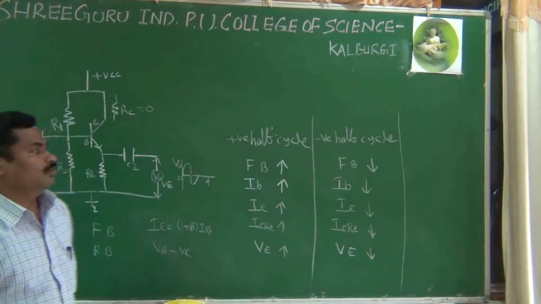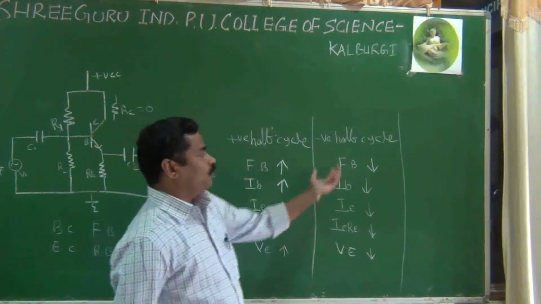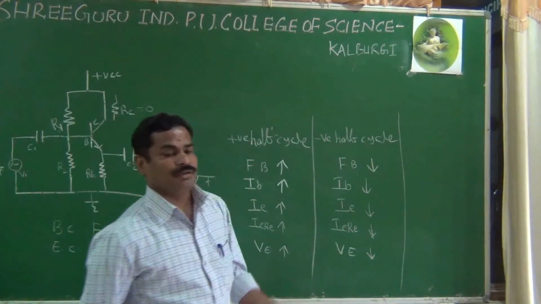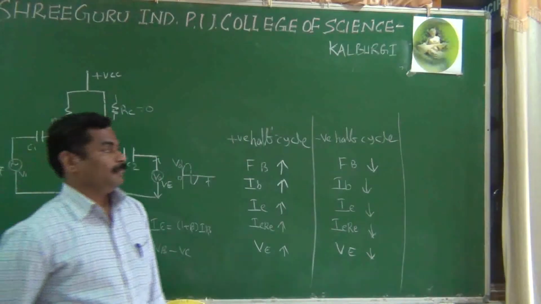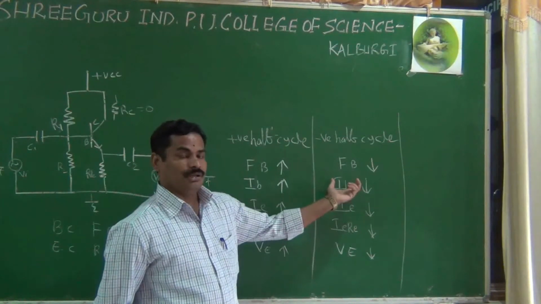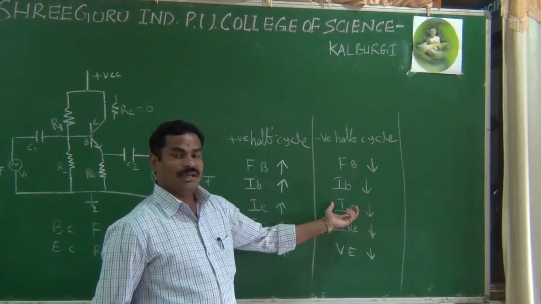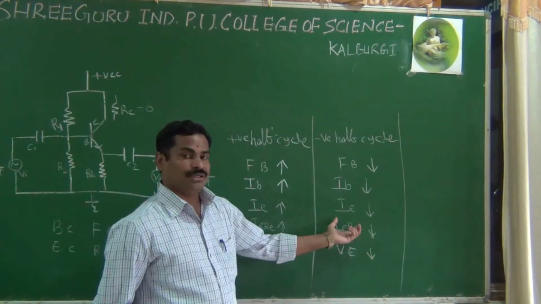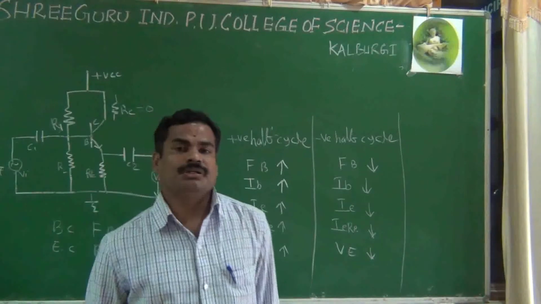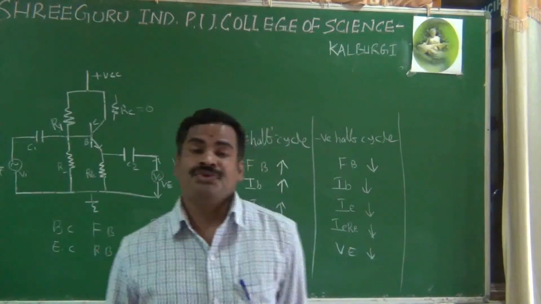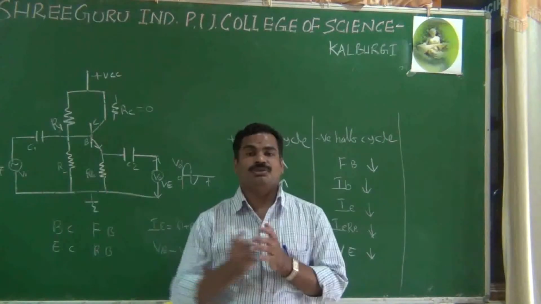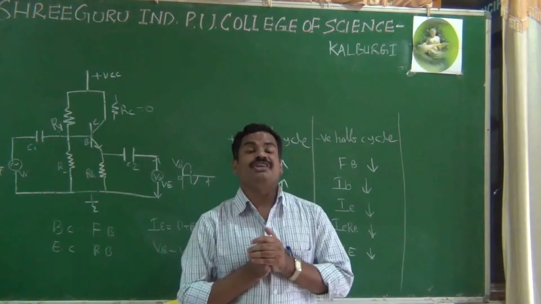This is about the positive half cycle, and in the same way go for the negative half cycle. For the negative half cycle, VB is negative. Then the forward bias decreases, IB, the input current, decreases, the output current decreases, IE into RE also decreases, and finally the output voltage also decreases. This is about the working of your common collector amplifier. The most important thing in the common collector is that the input and output are in the same phase.